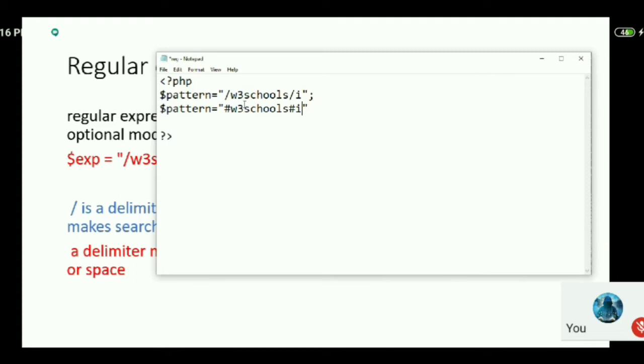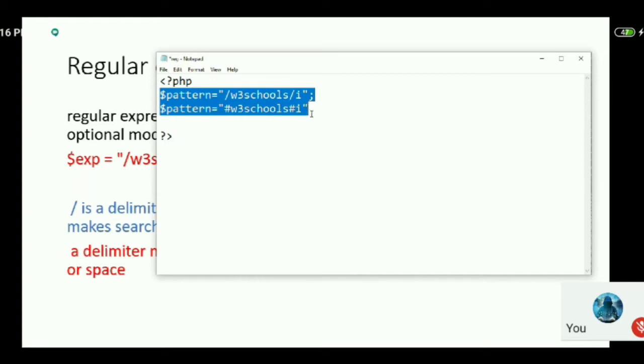So we will be frequently using the first one here. The delimiter we will be using is the slash, but you can use anything. There is not any constraint in using this. Now, are you able to understand this? How to match a pattern here?